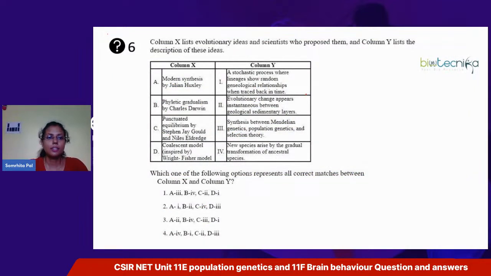So next, question number 6. This is again a very straightforward question, right from the subject. So I told you, there are different kinds of questions which are asked in CSIR.